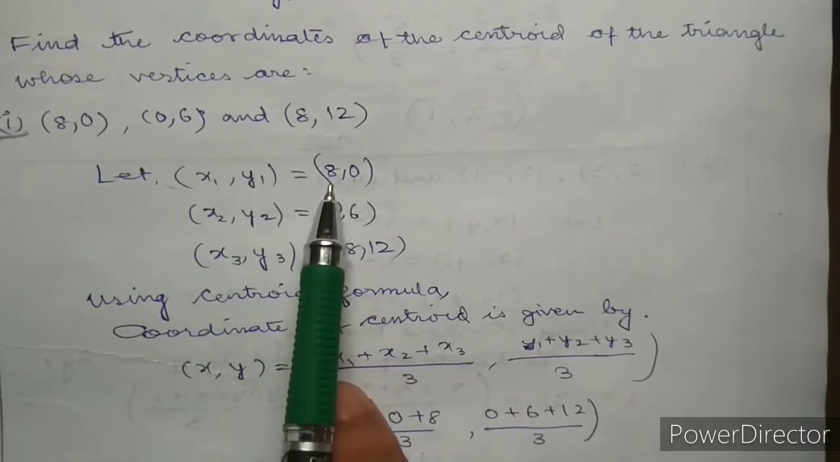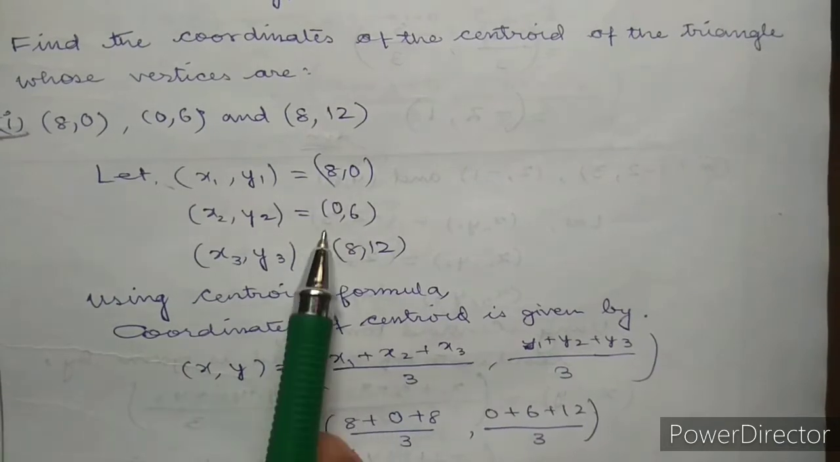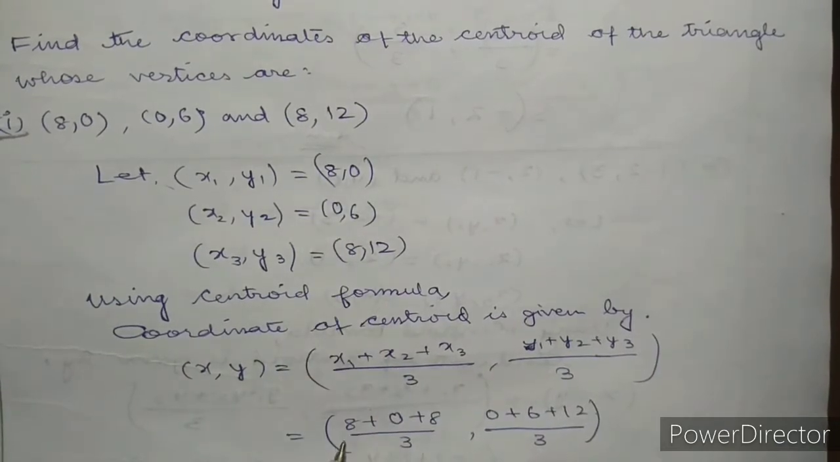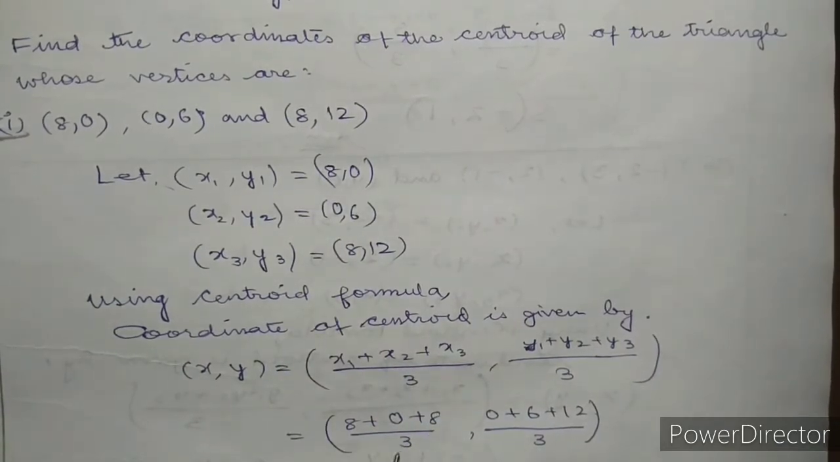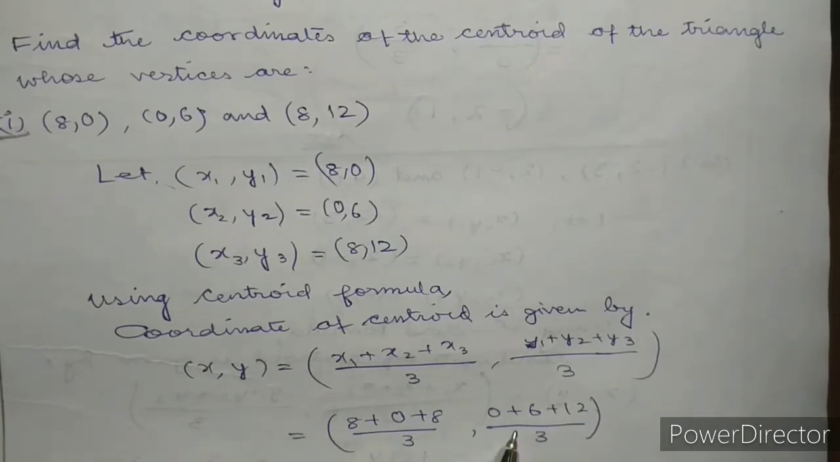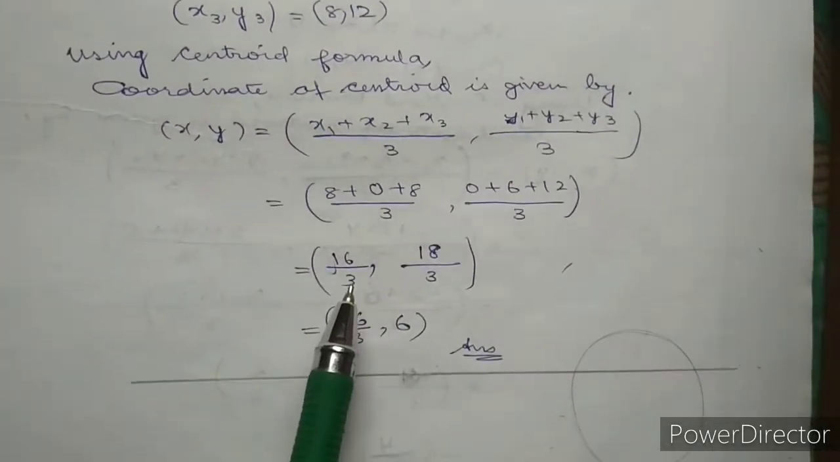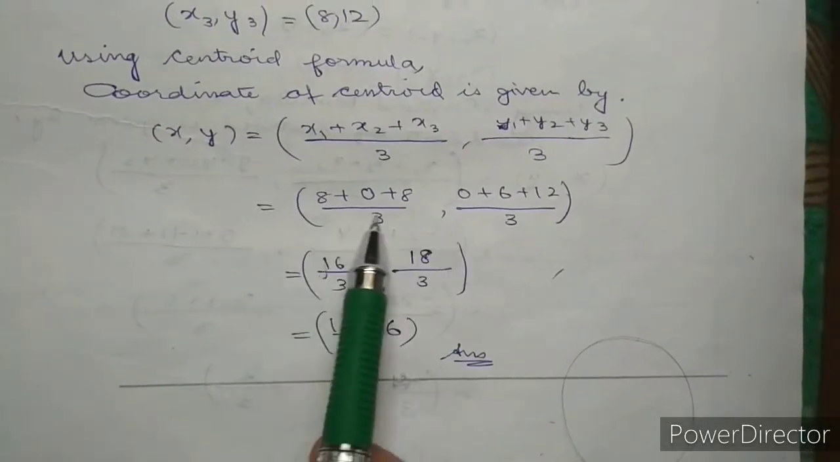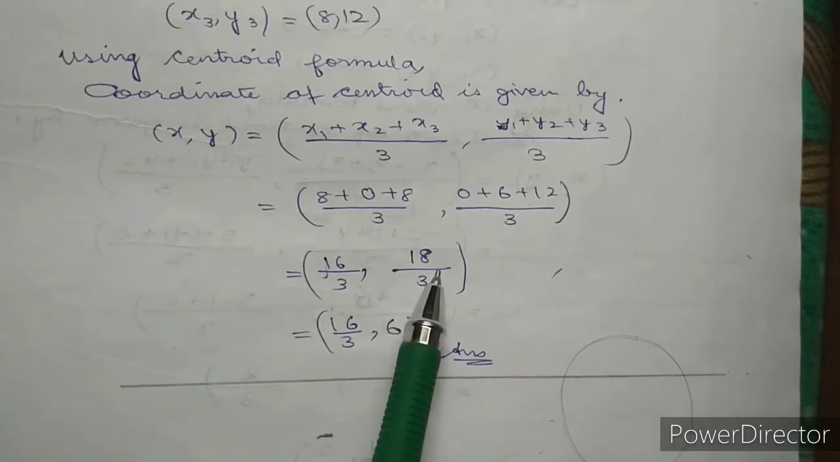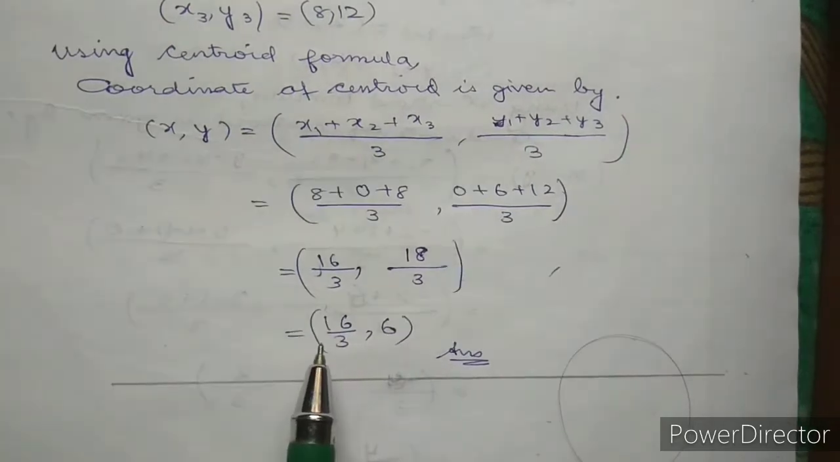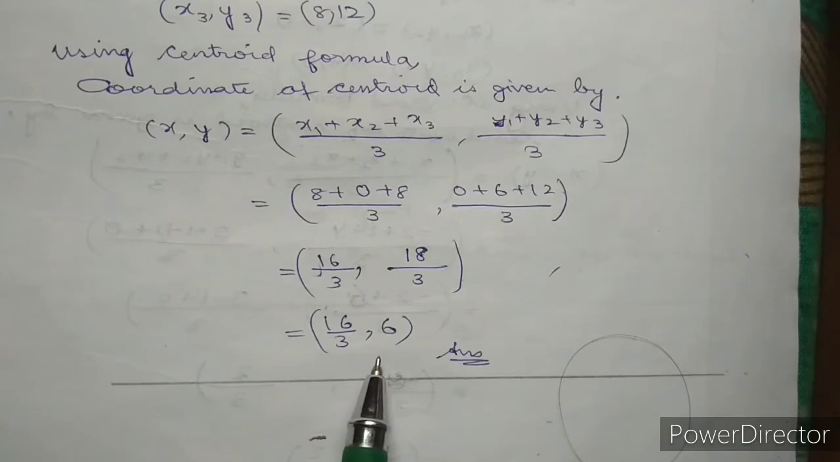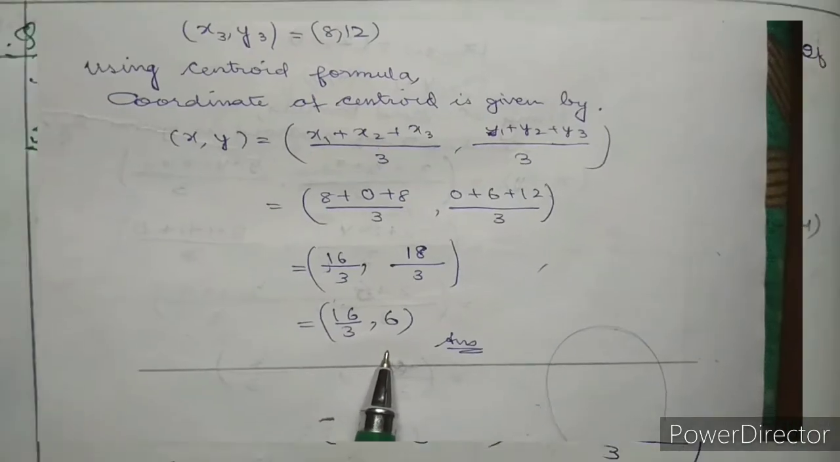Now what is x1? It will be 8. x2 is 0, x3 is 8, so it will be (8 plus 0 plus 8) by 3, and y1 will be 0, y2 will be 6, y3 will be 12. These three you have to add and divide by 3. So if you add, you are going to get 16 by 3, and 18 by 3. Therefore 16 by 3, 6 is the coordinate of the centroid of the triangle whose vertices are given.